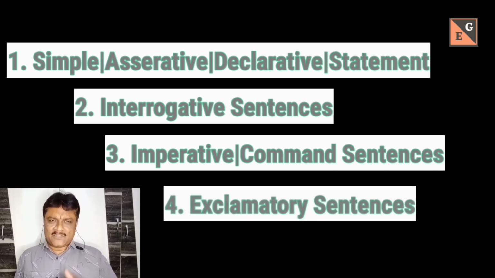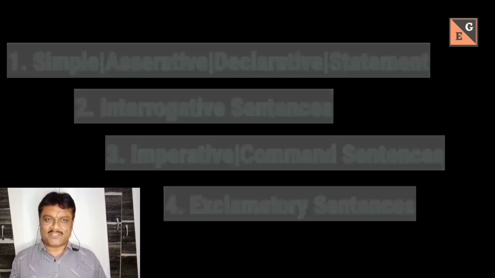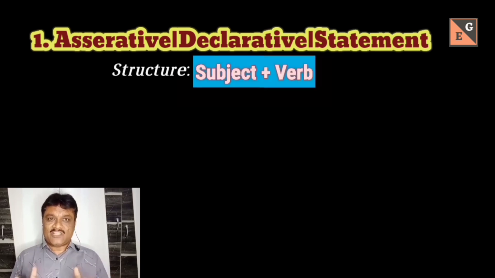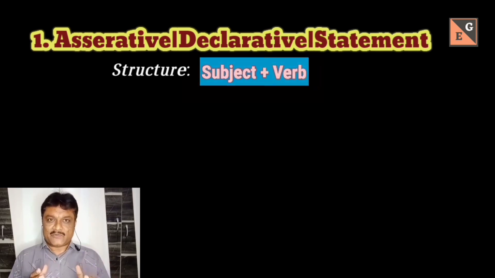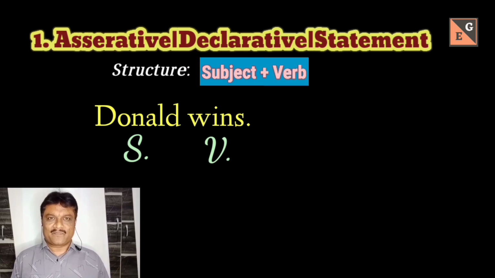Now first, let's dissect all the sentences one by one. Here comes the first sentence, assertive or declarative or statement sentence. This is the most widely used form of a sentence. The sentence carries the structure subject plus verb, and it ends with a full stop or a period. Let's have an example. Donald wins. In this sentence, Donald is a subject and wins is a verb. So the sentence holds a structure of S plus V.